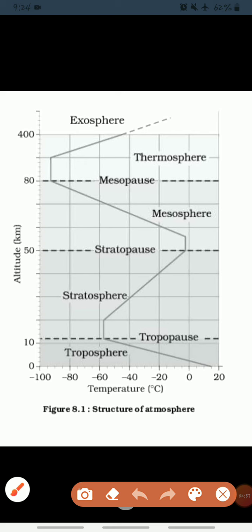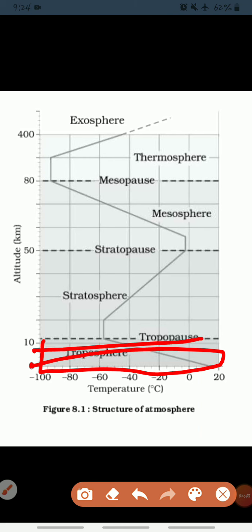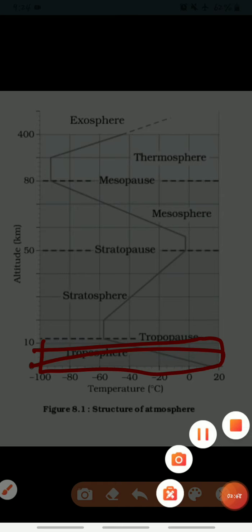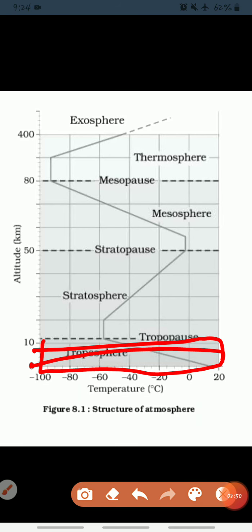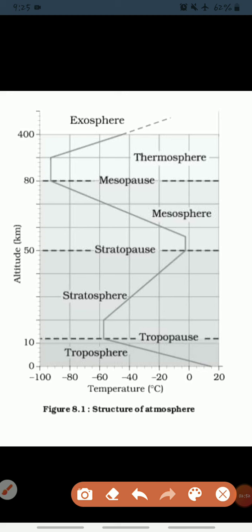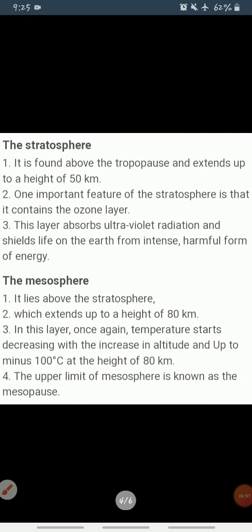Now you can see this is a diagram of the different layers. This part is called the troposphere, the lowermost layer of the atmosphere. Okay, so come to the next layer. Yes, the next layer is the stratosphere.